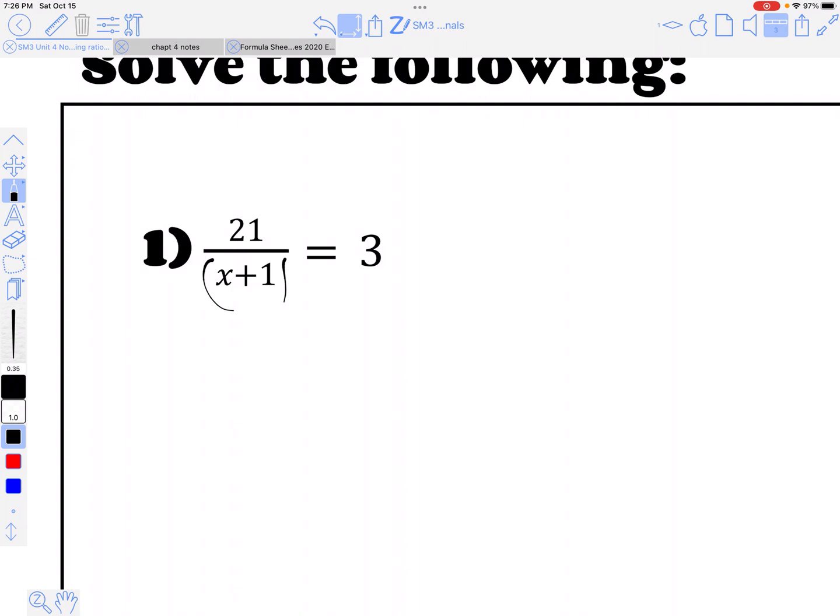So to undo the math, first, you can't just subtract 1, right? First, you have to undo the division. 21's being divided by something. You have to undo the division. That's going to be multiplication. Okay, so those will cancel out, and you'll get 21 equals 3 times x plus 1.